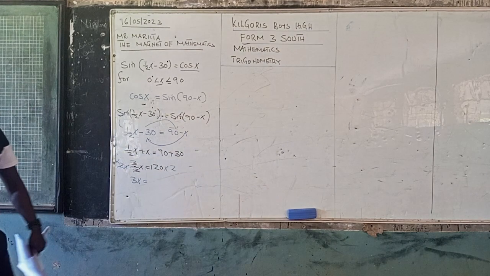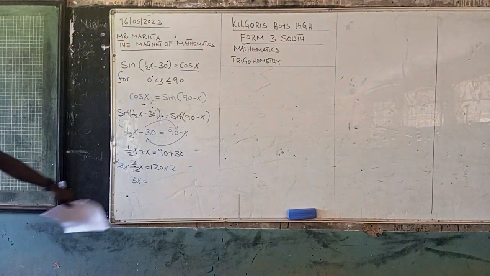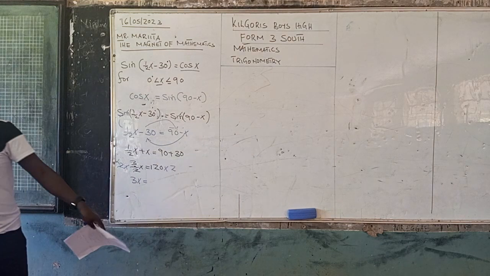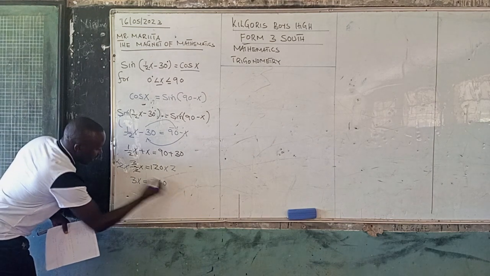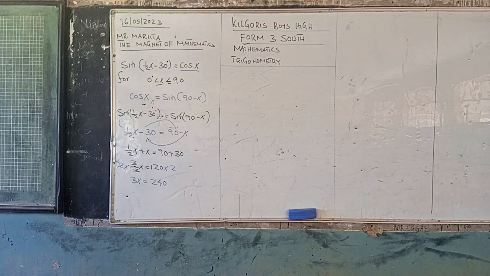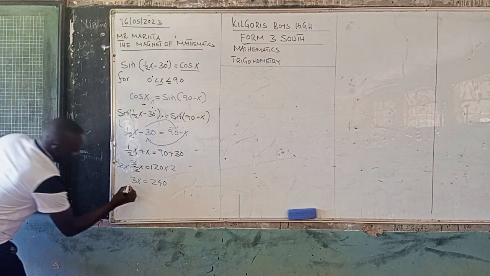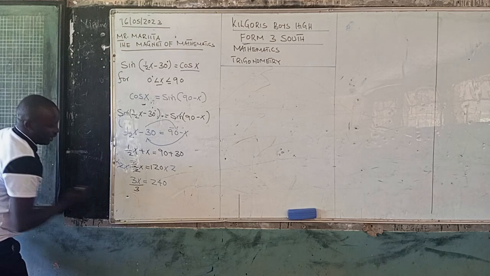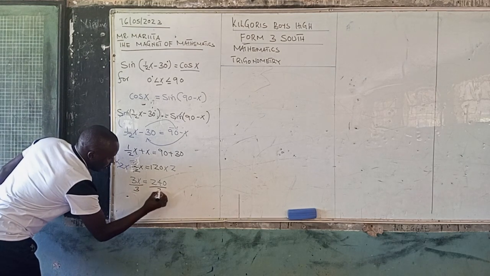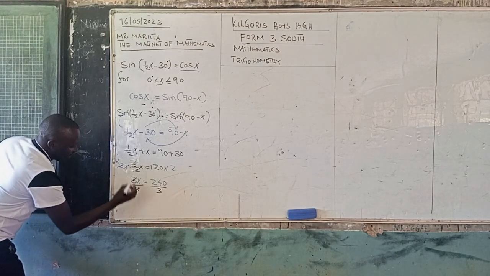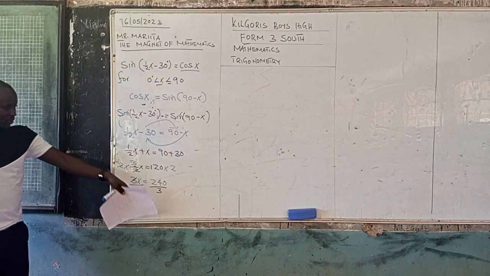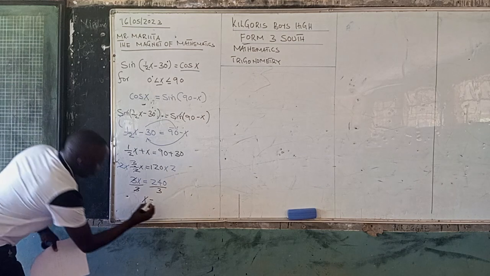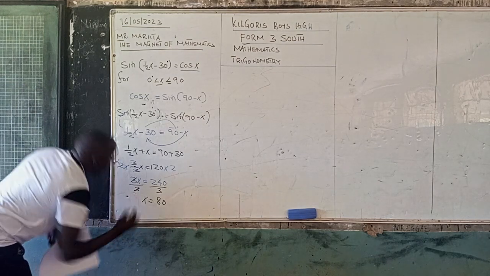What is 120 times 2? 120 times 2 is equals to 240. So we have 3x equals p times 240. To get the value of x, you divide both sides by 3. What is 240 divided by 3? 80. So x is equal to 80.